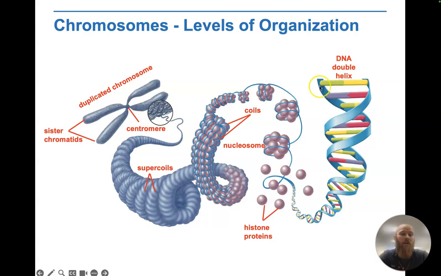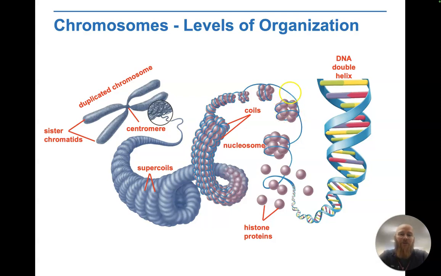Now, this DNA, we need to keep it neat and condensed. And so what we're going to find is that DNA is then going to coil and wrap around these little proteins called histone proteins. And whenever I have a little bead-like structure, a little bundle of DNA wrapped around these proteins, I call that a nucleosome.